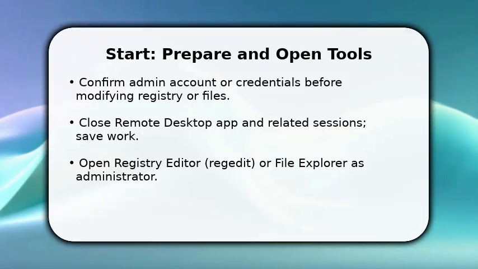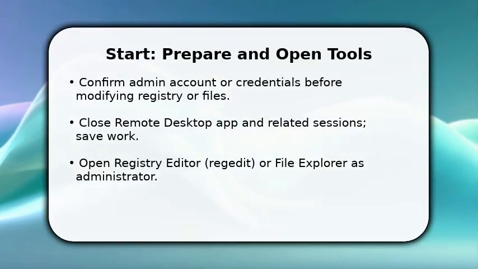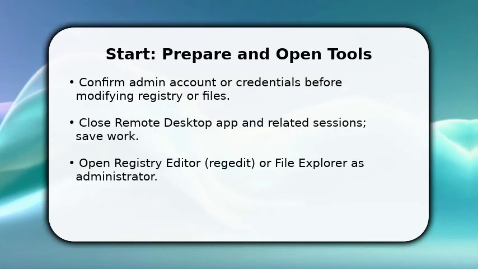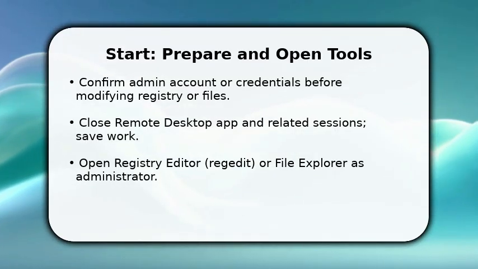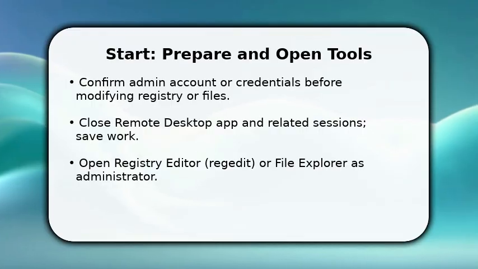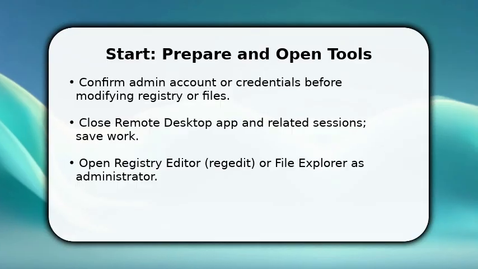You begin with preparation. Sign in using an administrator account so you can change registry keys and delete files. Once signed in, close Remote Desktop and any active sessions so entries aren't recreated. Next, press Windows plus R and type regedit, or open File Explorer as an administrator. This gives you access to the specific keys and files you'll modify.